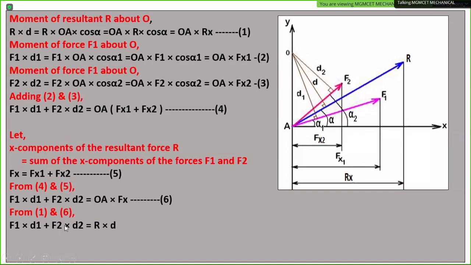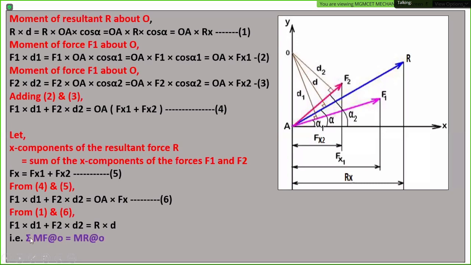So F1 into D1 plus F2 into D2 is equal to R into D. Or here simply we can say F1 into D1 plus F2 into D2 is nothing but the moment of the forces F1 and F2 about the point O, and it must be equal to R into D. R is what? The resultant. D is what? The perpendicular distance of the resultant from the point O. And the conclusion, this purple color, is very important in the first chapter. This is called Varignon's theorem.